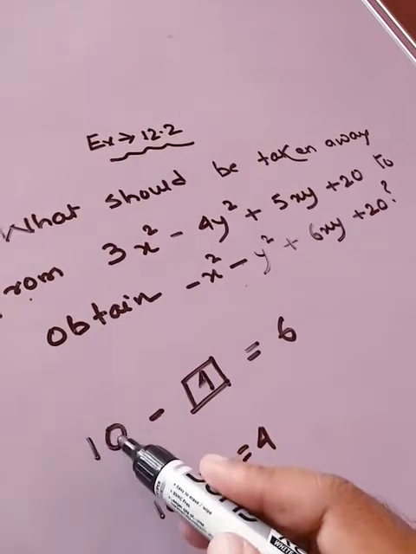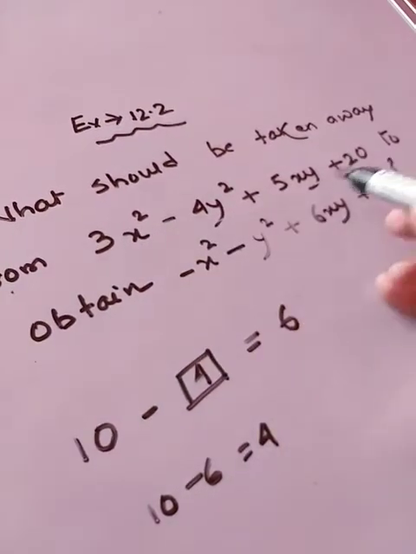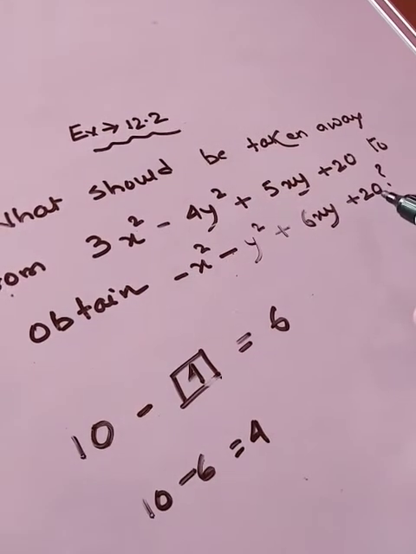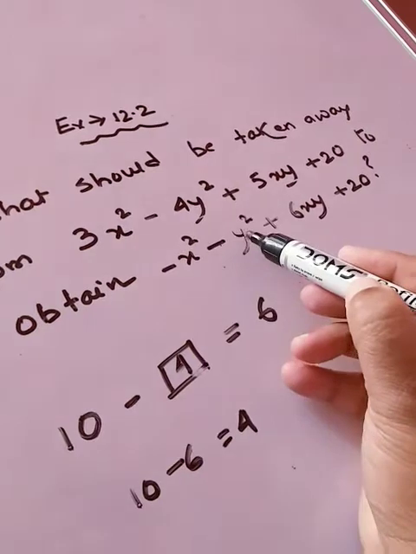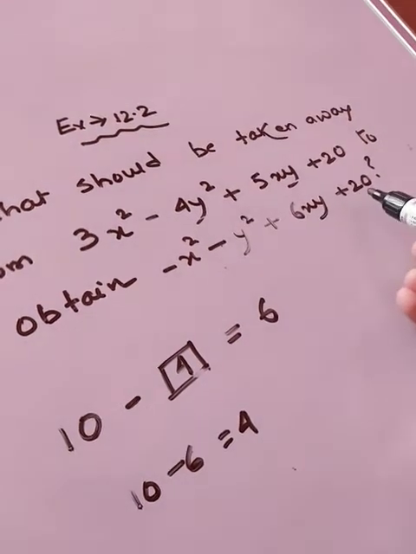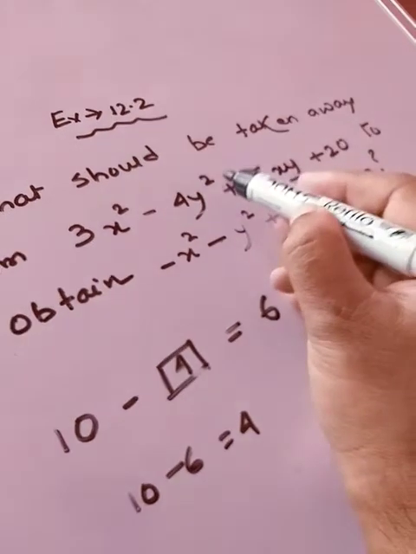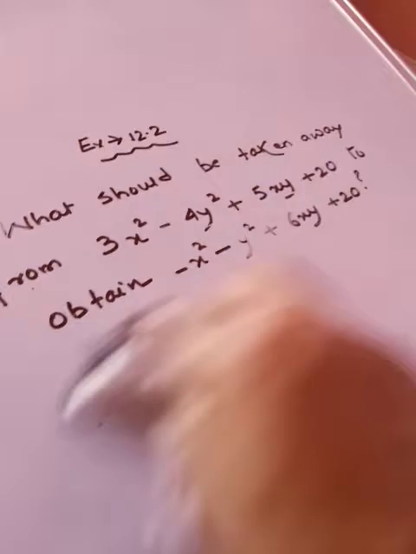In the same way, this is 10. What we have to subtract from 10? So consider this as 10 and consider this as 6. So what we have to do? We have to subtract this particular term, that is −x² − y² + 6xy + 20, this particular expression, from this one. So let's start.